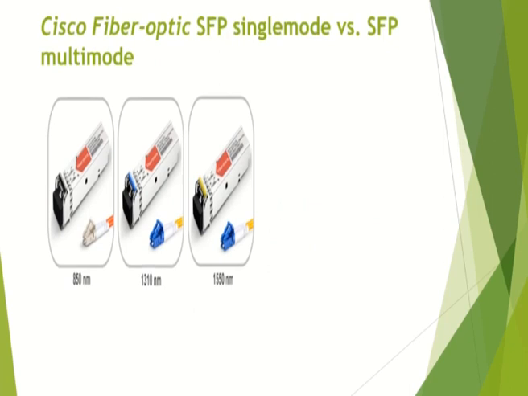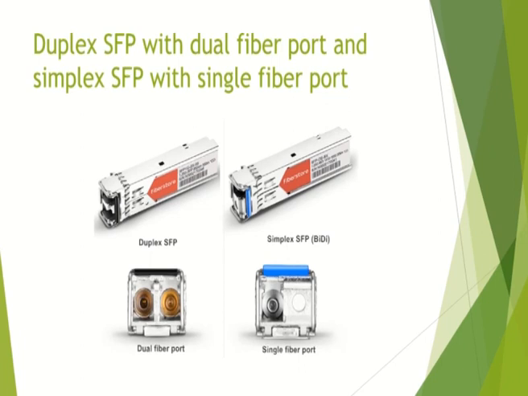Cisco Fiber-optic, SFP single mode, and SFP multi-mode. SFP transceivers that operate over fiber optic can also be categorized into different types based on their fiber type. Among them, there are single mode and multi-mode modules, as well as simplex and duplex SFP modules. These SFP modules are categorized into single mode SFP working with single mode fiber and multi-mode SFP working with multi-mode fiber. Duplex SFP has dual fiber ports and simplex SFP has a single fiber port.